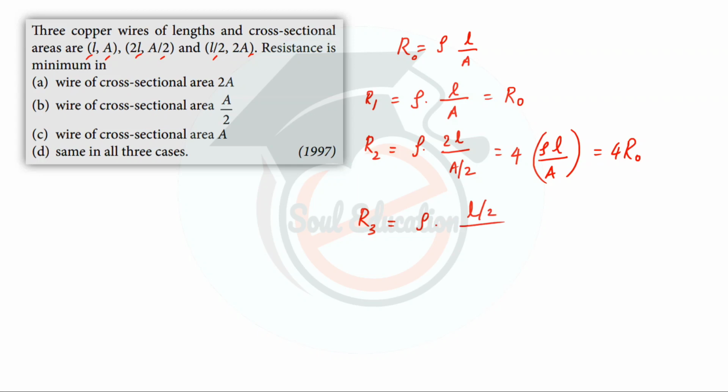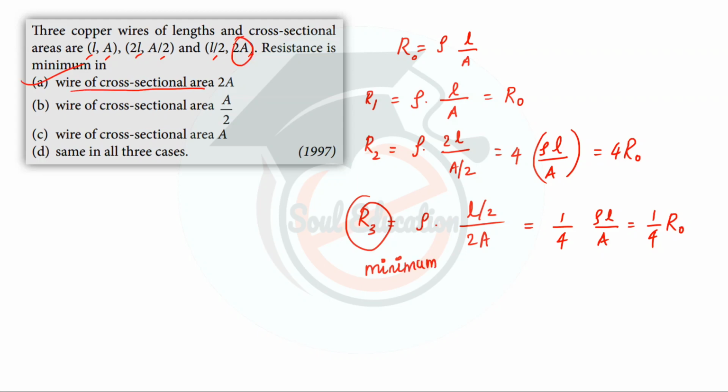Here my length is decreased by half and the area of cross section is increased by 2 times. Then which is equal to what? 1 by 4 into rho L by A, which is equal to 1 by 4 times R0. So in this case, which one has R3 minimum? R3 is minimum, which has a cross section of 2A. So the wire of cross sectional area 2A has the minimum resistance. That's it, simple problem only.